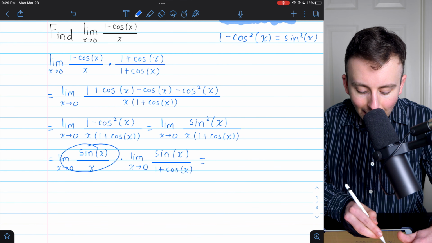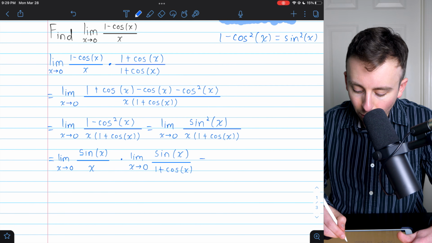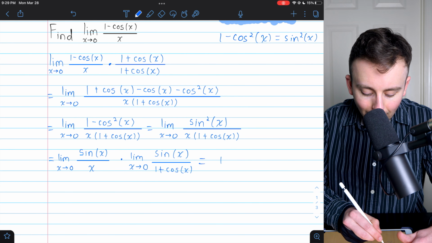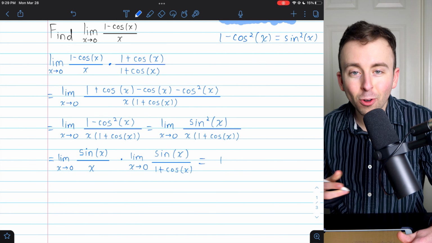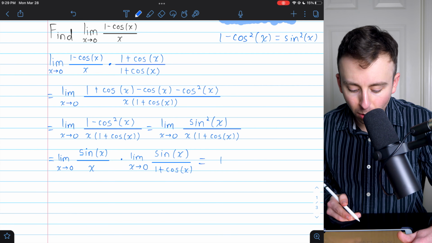Now, sine x over x, as x approaches 0, we know that limit is 1. Looks like I forgot to dot that i. Make sure I dot that. So sine x over x, that is 1 as x approaches 0.